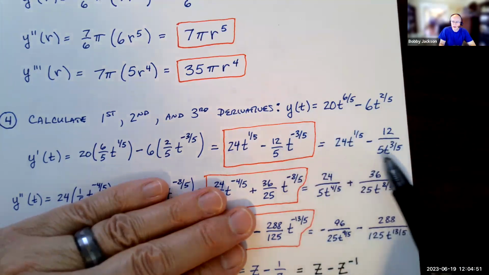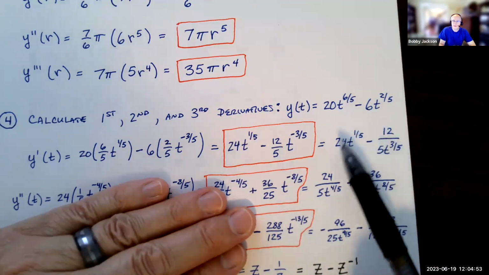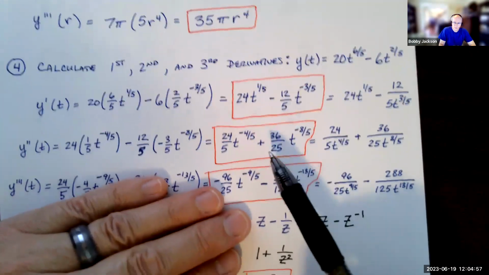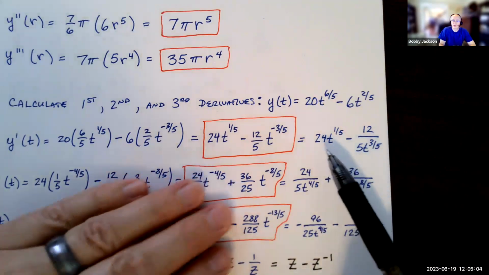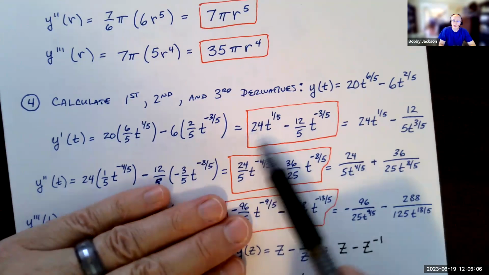Okay, you could combine this as one fraction. That's not really what I'd want you to do, though, at this point. By the way, this fractional form here is a little bit easier if you have to evaluate the derivative at some point. Okay, so that's the first derivative.